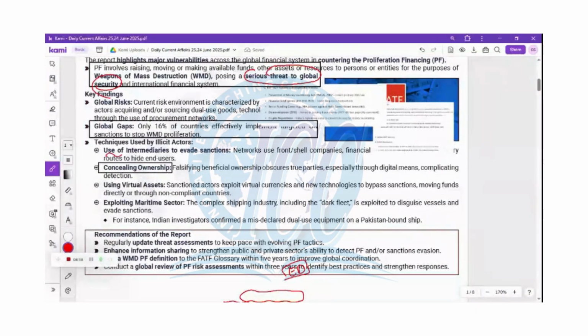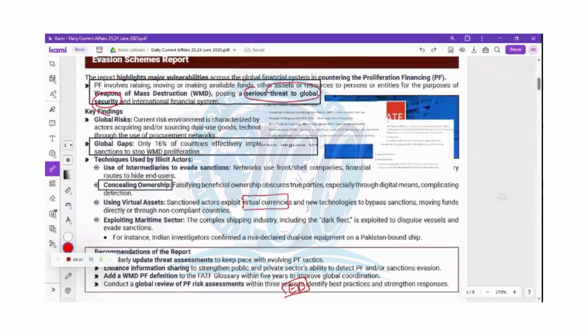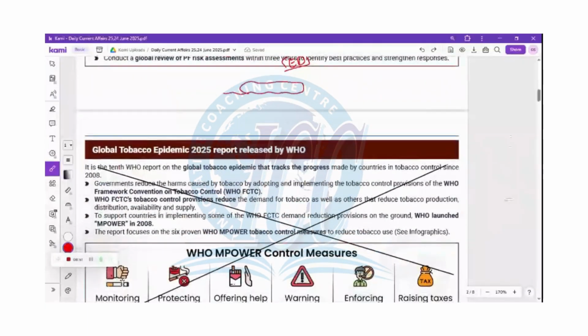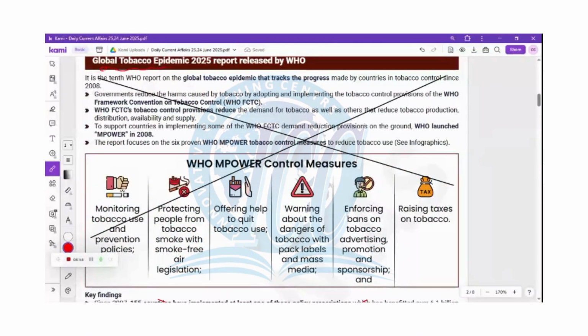Now, sir, techniques used by the illicit actors. They try to conceal the ownership. They try to use virtual assets such as bitcoins, virtual currencies, and for that matter, the complex nature of the shipping industries, where the dark fleet, that is, they are disguised as vessels. All right. So in this way, there is also proliferation. With globalization, more negative money is generated, and this is going for development of weapons of mass destruction. Yes. Now, as such, nothing of sort here.